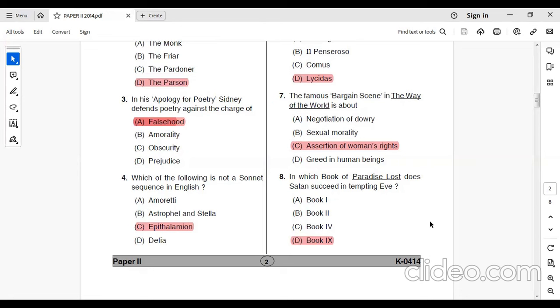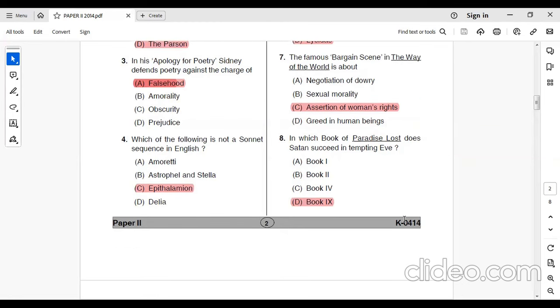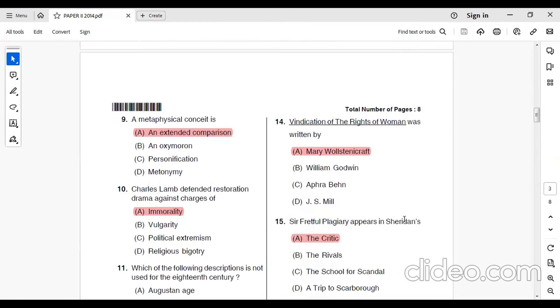She eats the fruit. Now Eve suddenly worships the tree of knowledge as a god, even as all nature weeps for her fall. Her thoughts turn to Adam, and she decides that he must eat the fruit also. Now we are moving to question number 10 of paper 2 of the 2014 KSET examination.